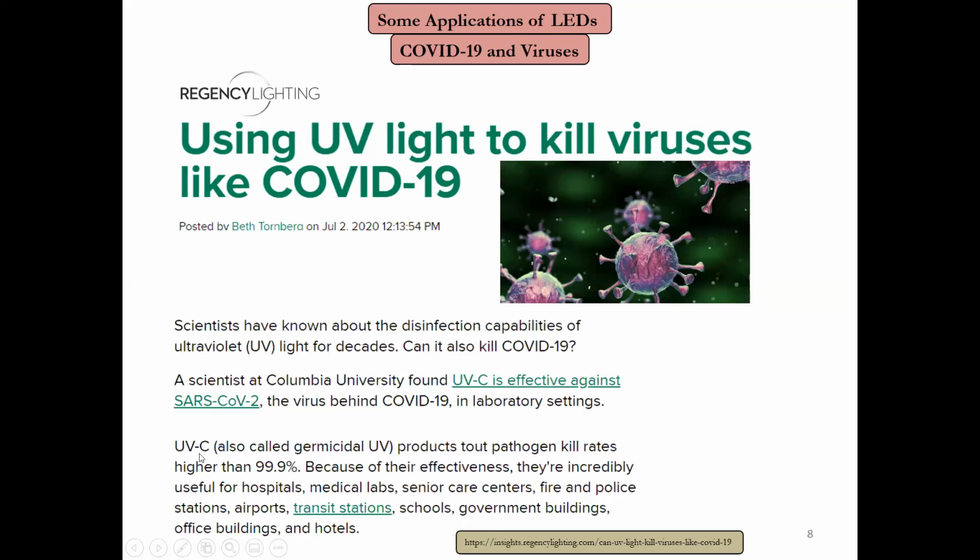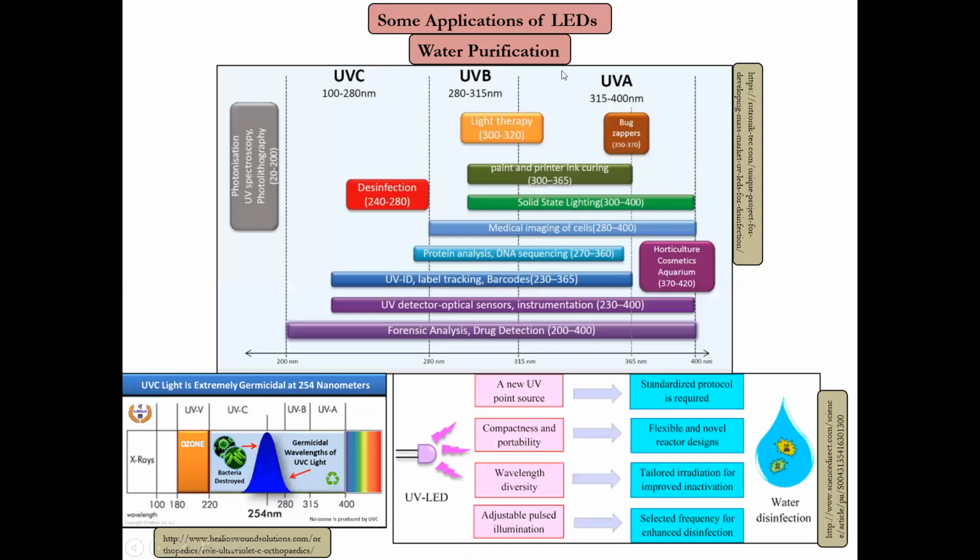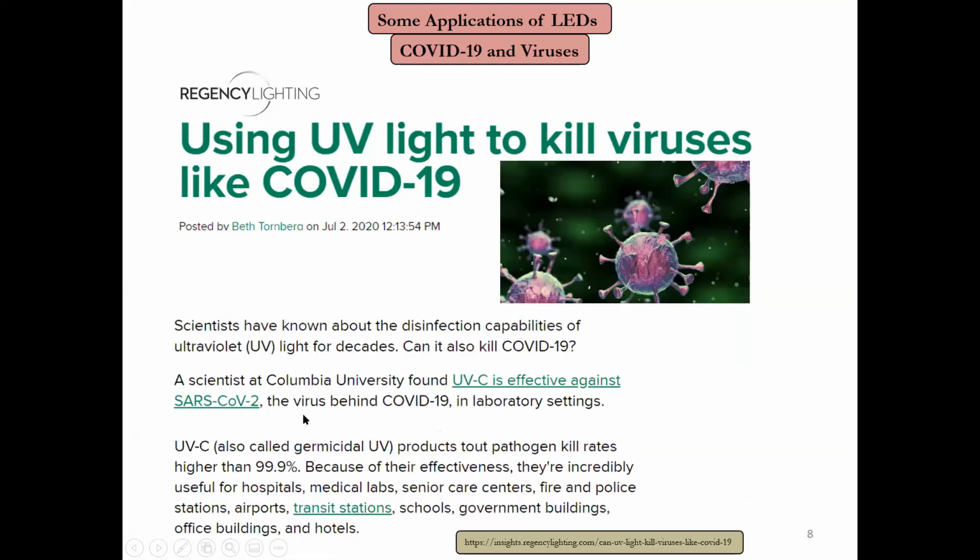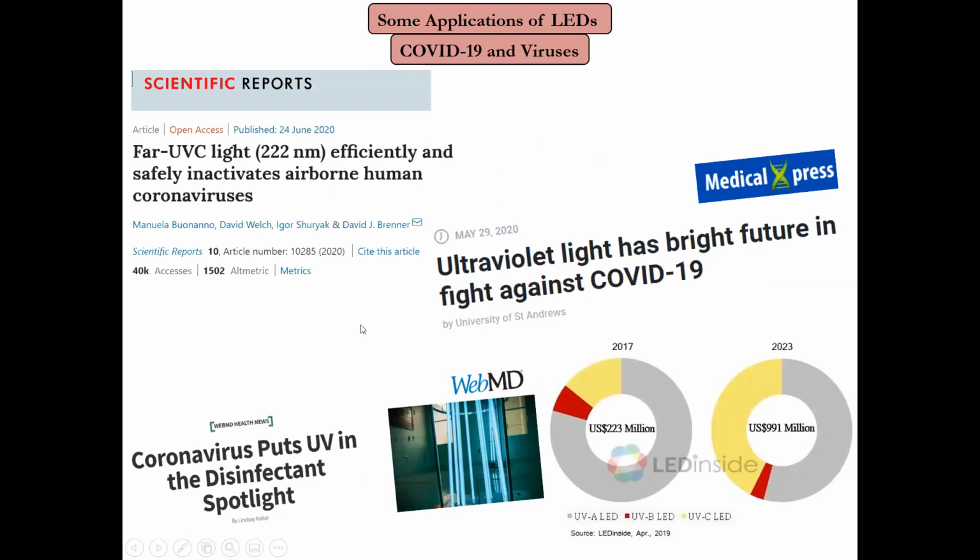And UVC is the same UV that we were talking about. UV is the entire range; C is a particular wavelength range, B is a particular wavelength range, and A is a particular wavelength range. This is where UVC is taking over COVID-19. The battle is fierce, and there are reports coming in. This is from a scientific journal: so far, UVC light has been reported to efficiently inactivate airborne human coronaviruses. This is what we are reading every now and then, and there are other reports from WebMD and Medical Express.